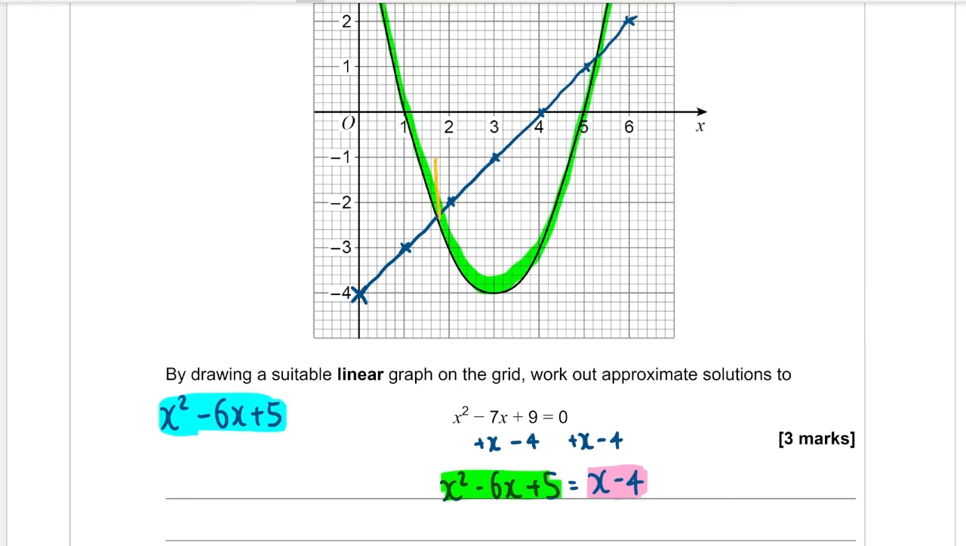So I go down here, and that to me looks like 1.7. And I go here, and that to me looks roughly about 5.3. So those are my two approximate solutions.